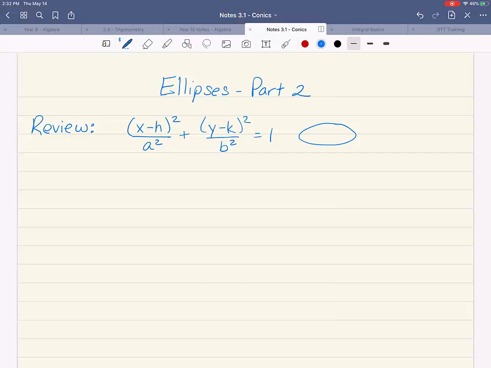For the second version, we switch the denominators, so it's x minus h, the quantity squared over b squared, plus y minus k squared over a squared equals 1. This is for the vertical ellipse, the ellipses that are longer in the vertical direction.